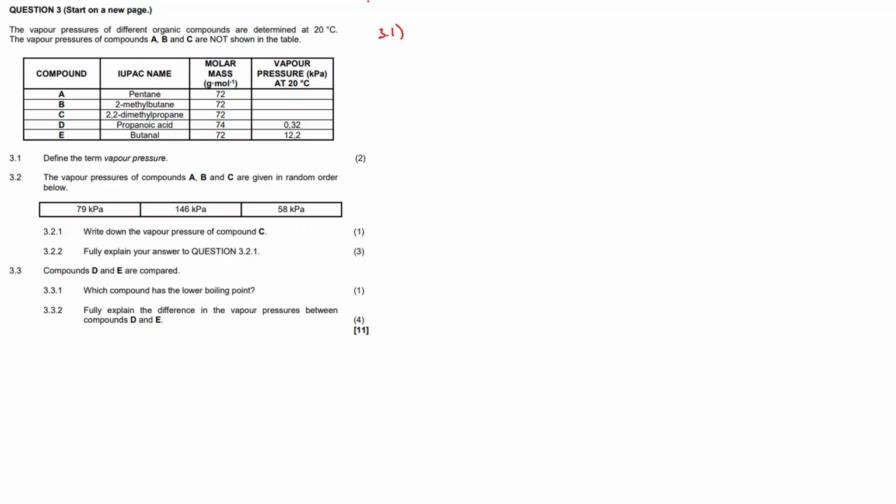So vapor pressure is the pressure exerted by a vapor at equilibrium with its liquid in a closed system. Question 3.2. The vapor pressures of compound A, B, and C are given in random order below. Question 3.2.1. Write down the vapor pressure of compound C.